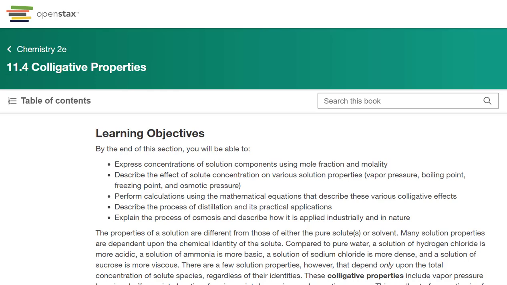Hello, everyone. We're going to continue with section 11.4 on colligative properties. The learning objectives for this video describe the effect of solute concentration on various solution properties: vapor pressure, boiling point, freezing point, and that's kind of what we'll look at here.